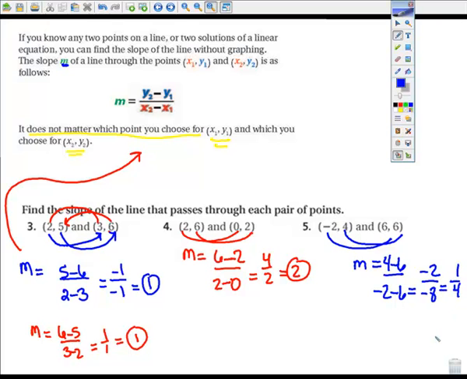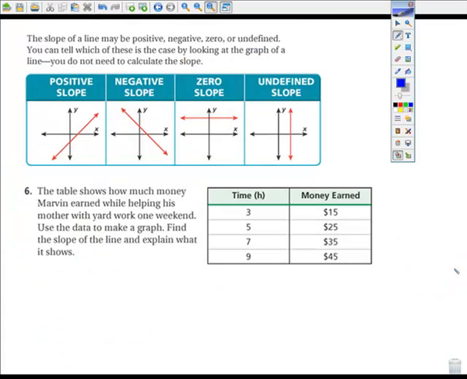1/4 for the slope. So if we look at all of these, think about which one would be the steepest line. Which one of these would be the steepest line based on what I was talking about in the first slide? And then we'll discuss that when you come to class.